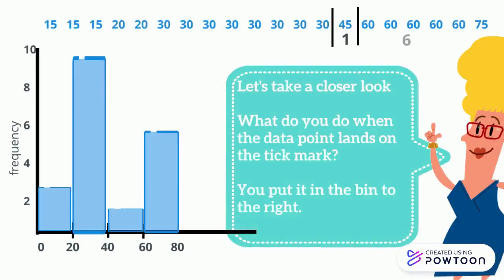Let's take a closer look at the data point 20. It lies on the tick mark. So what do we do? Does it go in the bin between 0 and 20 or between 20 and 40? You would put it to the right, between 20 and 40.